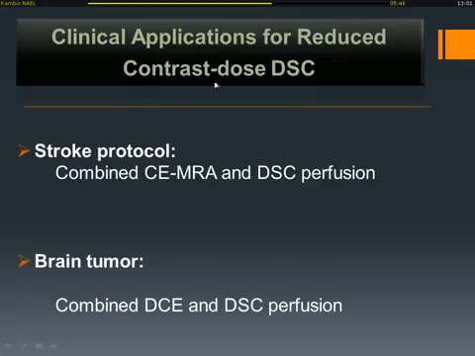So why are we doing this in our institution? These are 2 main clinical applications that I'm using half-dose perfusion for. So for stroke protocol, as I said earlier, we use combined contrast-enhanced MRA and DSC perfusion. And for brain tumor imaging, we use a combined DCE and DSC. And we just decided not to double dose our patients.